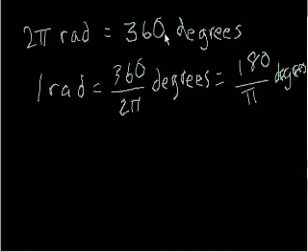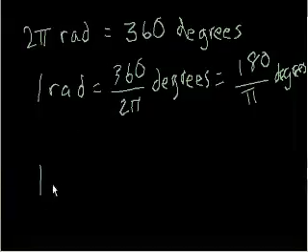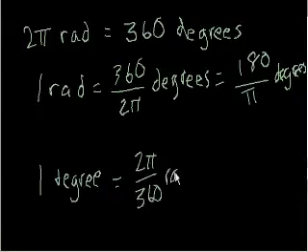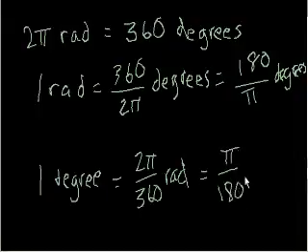Similarly, we could have done the other way. We could have divided both sides by 360, and we could have said 1 degree, right? I'm just going to divide both sides by 360, and I'm flipping it. 1 degree is equal to 2 pi over 360 radians, which equals pi over 180 radians. So there we have a conversion.